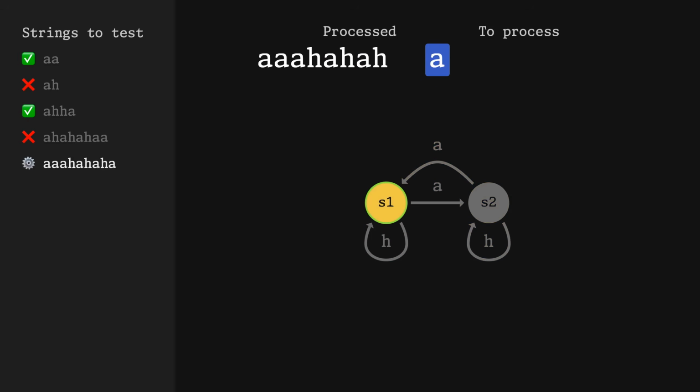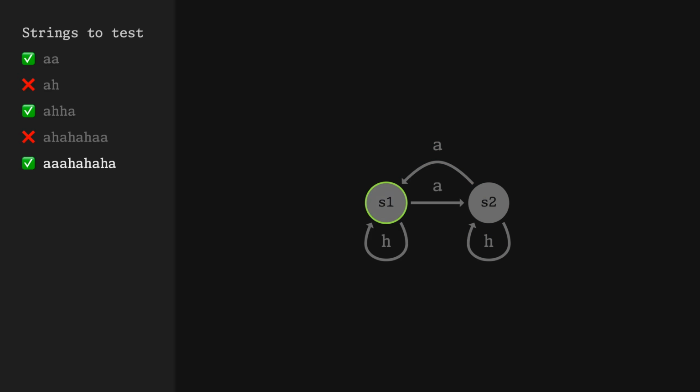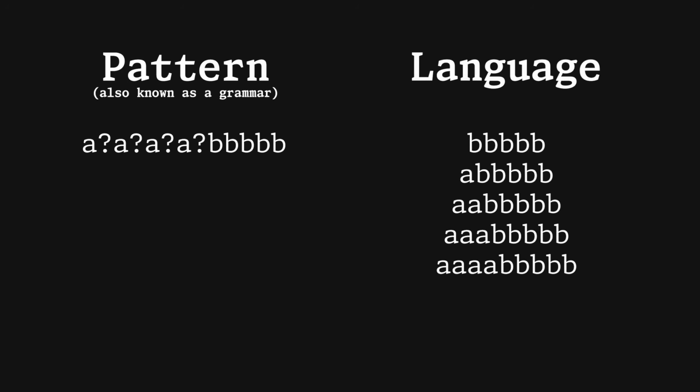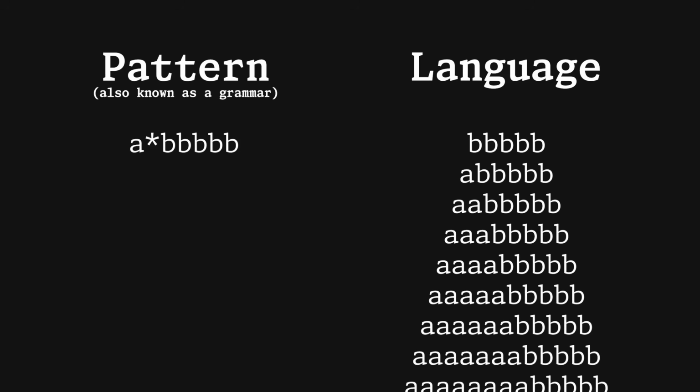In automata theory, the category of strings that a pattern matches is called a language. So let's say you have a pattern that's up to 4 A's followed by 5 B's. If you manage to make a list of all the strings that could match that pattern, you would call that list a language. You could also have an infinite language if you had any number of A's followed by 5 B's. All of this is in theory, of course. We can't make infinite lists in real life. So when we use the term language in automata theory, just imagine a set of strings that the pattern can recognize.